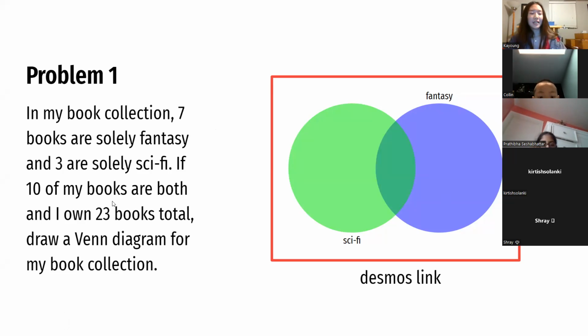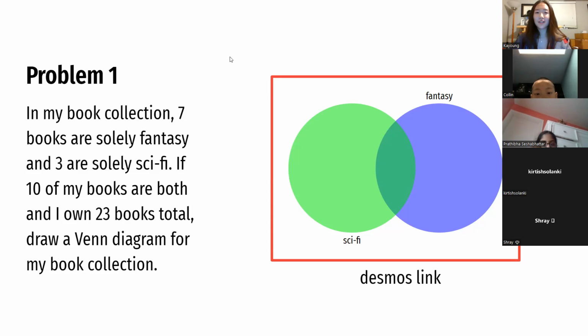Okay, number one. In my book collection, 7 books are solely fantasy and 3 are solely sci-fi. If 10 of my books are both and I own 23 books total, draw a Venn diagram for my book collection.